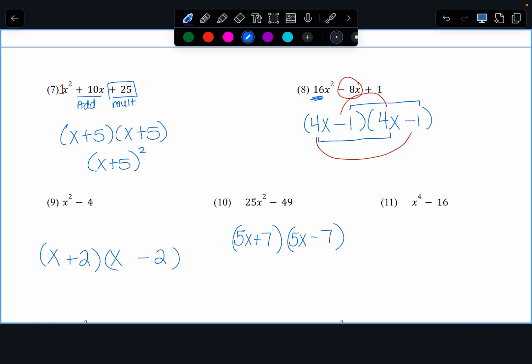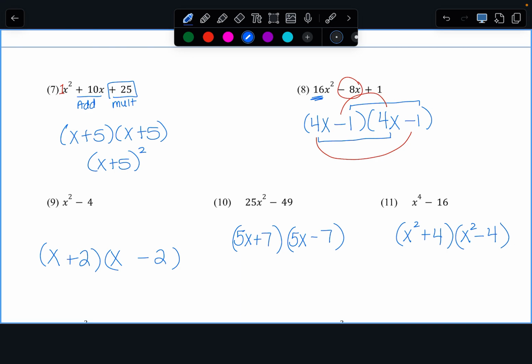Number 11, any idea for this one? This one's kind of mean. I'll give you a hint. Okay, 4 and negative 4. But what's going to go in the first terms? X squared. Yeah, x squared and x squared. But we're not done with this one because I'm rude.